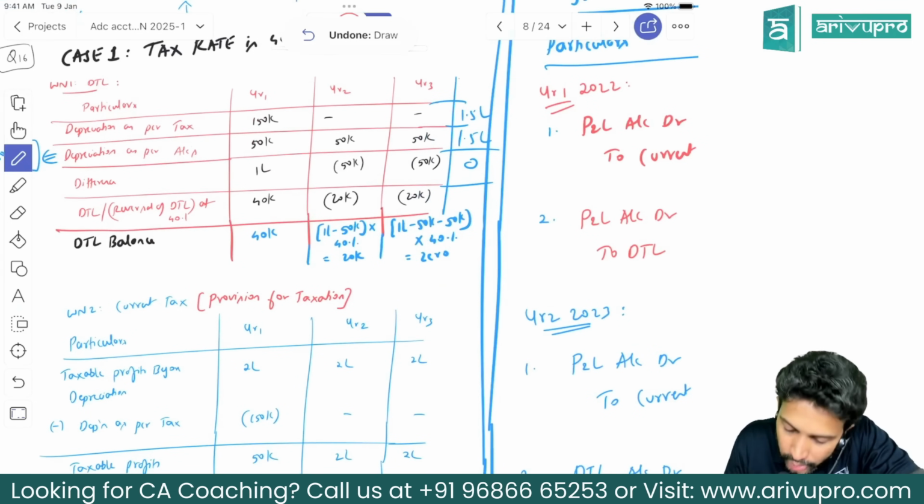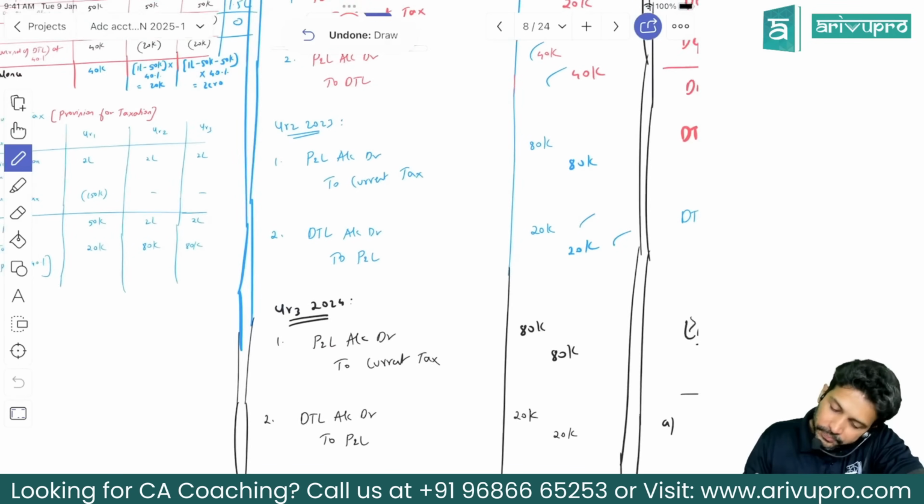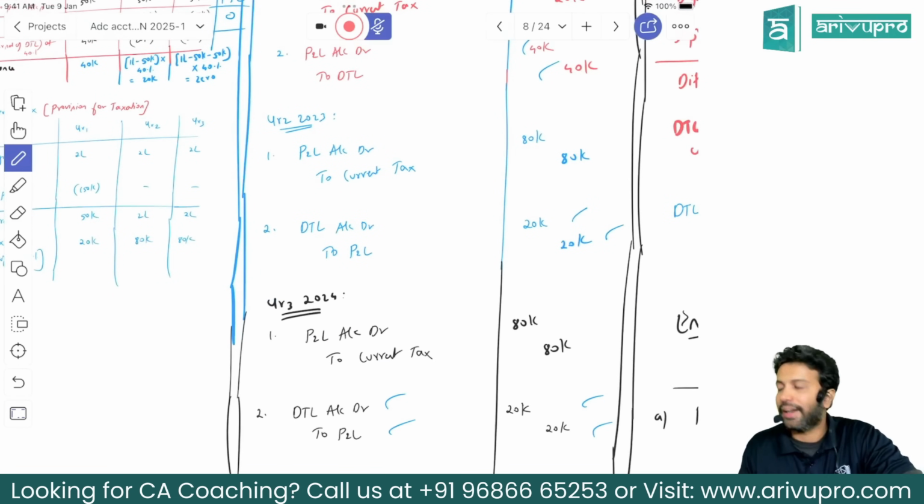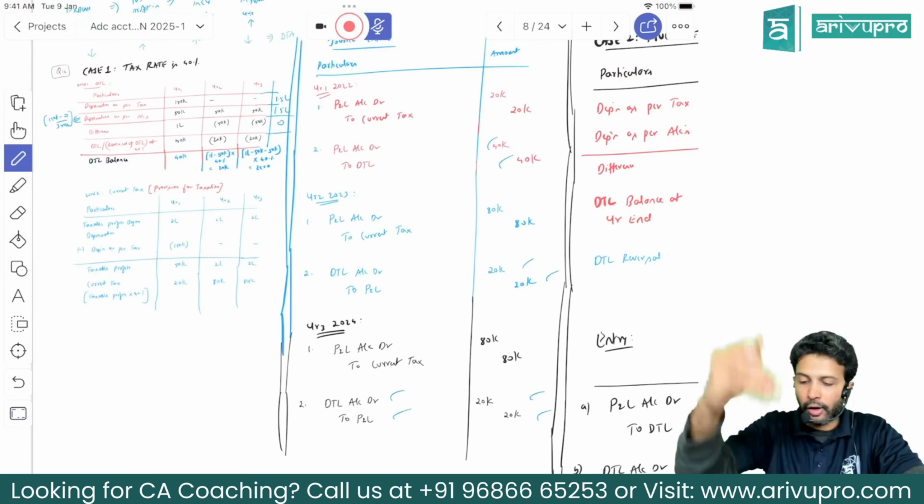For how much amount? 20,000. Third year, are you creating or reversing? Reversing. What is the entry? Deferred tax liability to P&L, 20,000. This is the journal entry for creating DTL and reversing DTL for the 3 years.